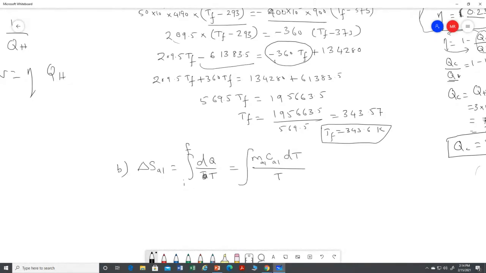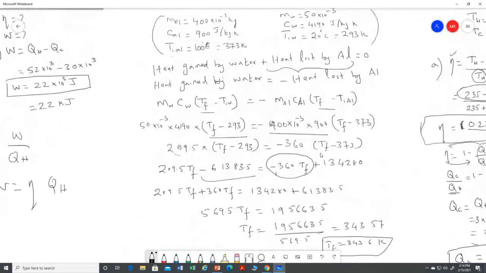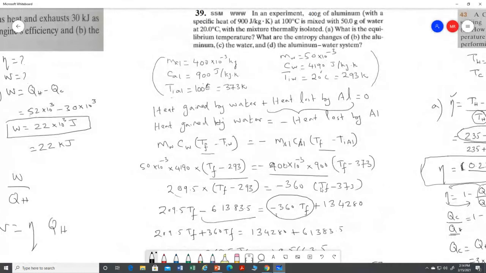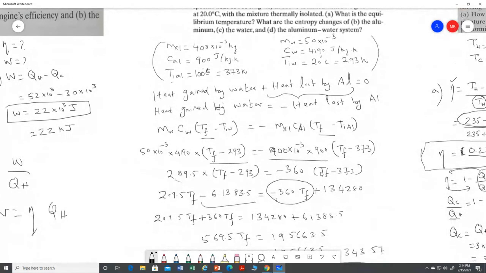Integration of dT over T. What is the initial temperature of the aluminium? The initial temperature of the aluminium is 373 maybe. 373. What is the initial temperature, my dear? It's given. Yes, 373 Kelvin. So the initial temperature is 373.